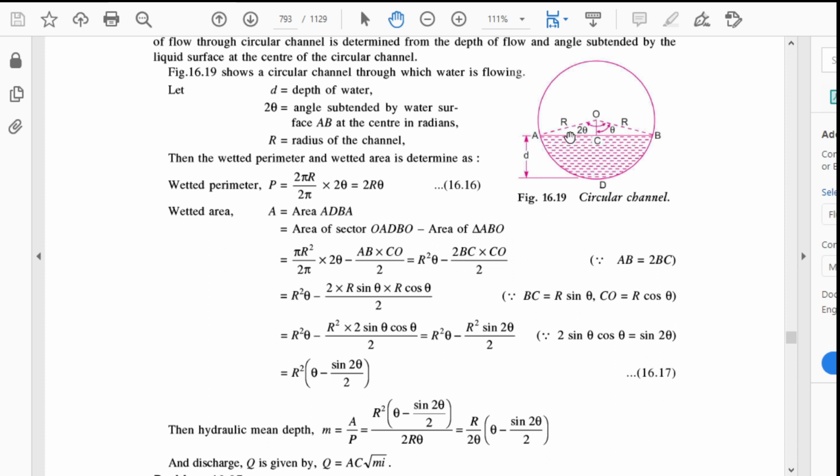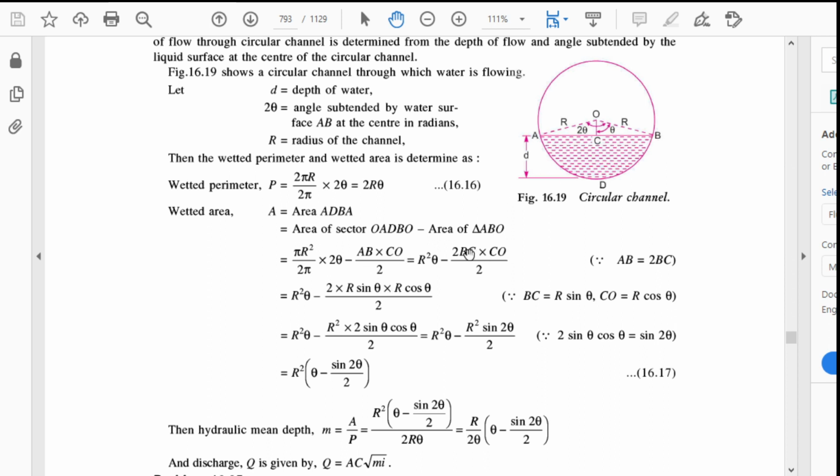Now this A to B value can be divided into two equal parts, that is BC plus AC. As I have explained, these are the two equal parts. So AB can be written as 2 times the BC. So here 2BC into CO by 2 will be the area of your triangle.